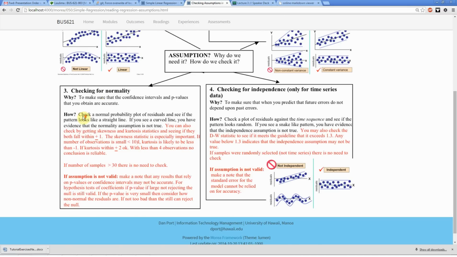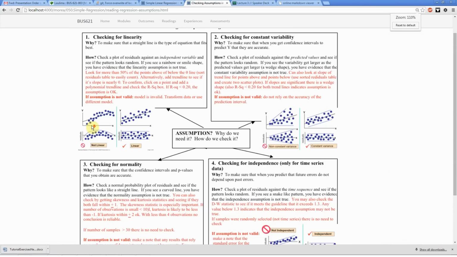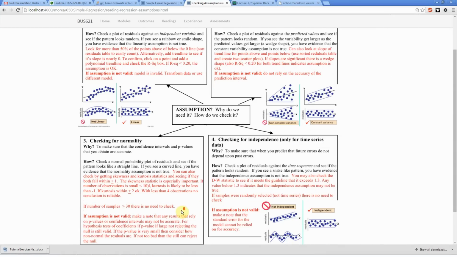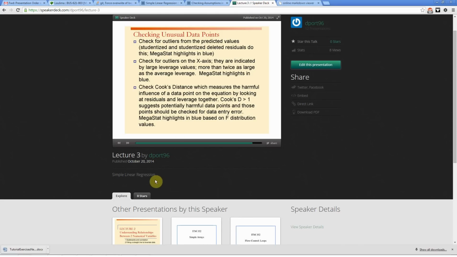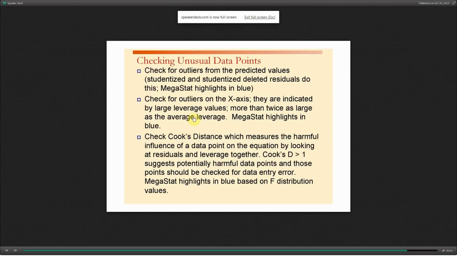These also give you some ideas like, if the assumptions are invalid, is there something you can do? And that's a topic we'll take up a little later. Okay, so moving on.